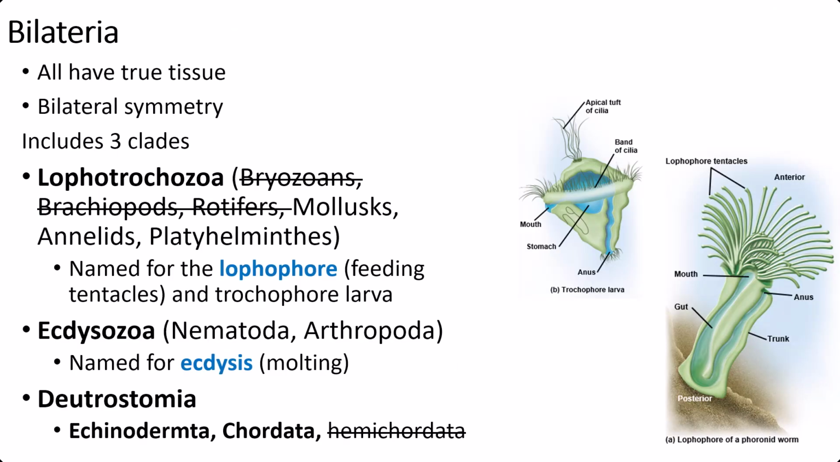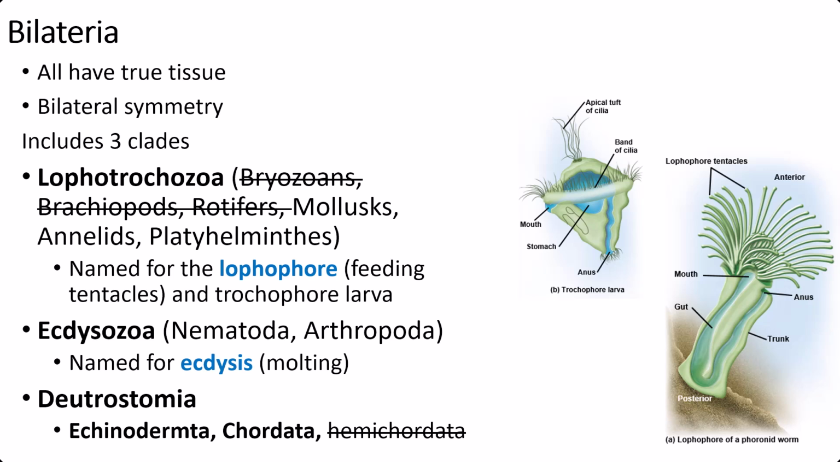So we did asymmetrical organisms, the phylum Porifera, sponges, radially symmetrical organisms, the cnidarians, and then the rest of the organisms we're going to talk about are in the Bilateria grouping. So they are bilaterally symmetrical. These organisms all have true tissue. They have bilateral symmetry, and this includes three clades: the lophotrochozoans, which we'll talk about, the mollusks, annelids, and platyhelminthes. That's not the only organisms in there, but those are the ones we're going to focus on.